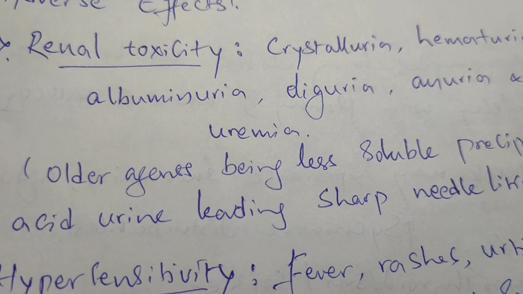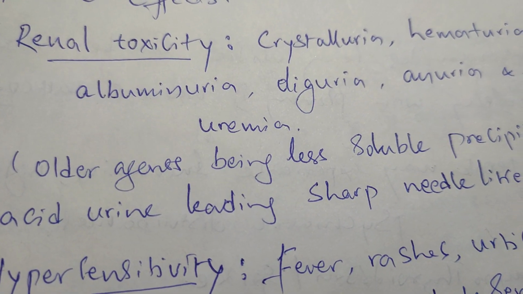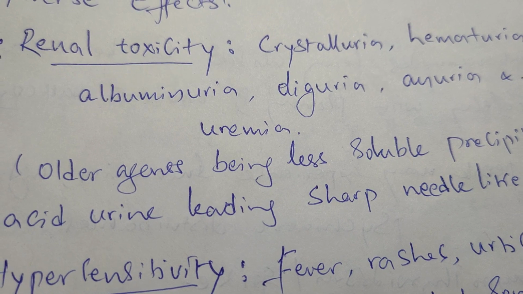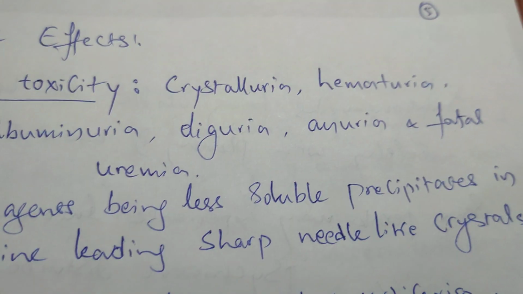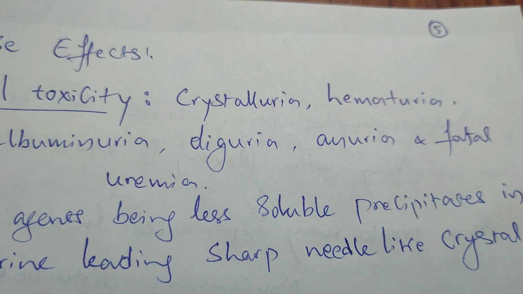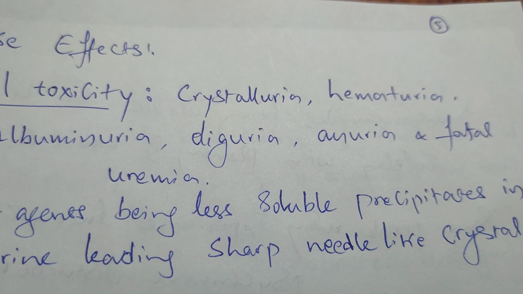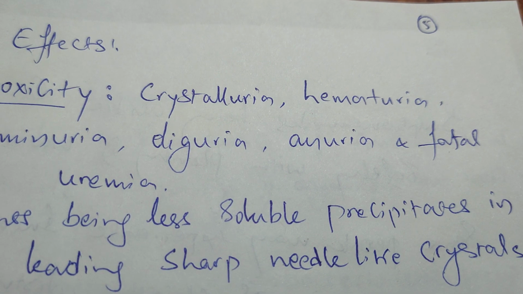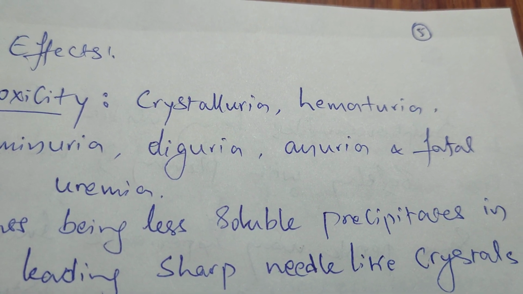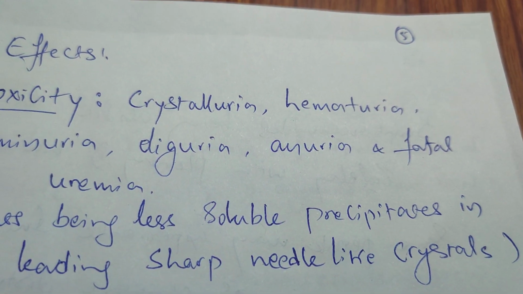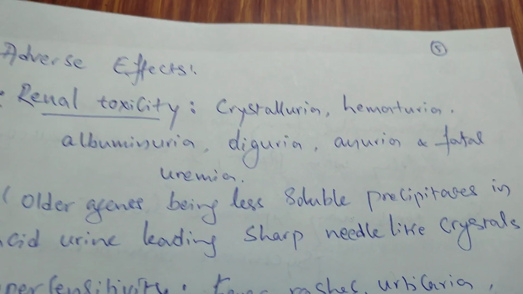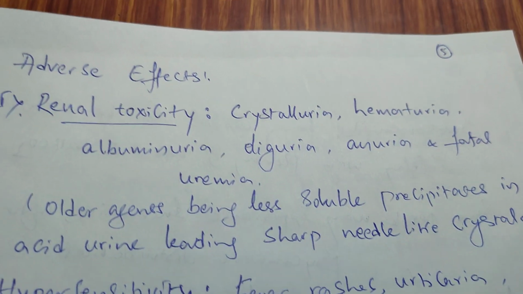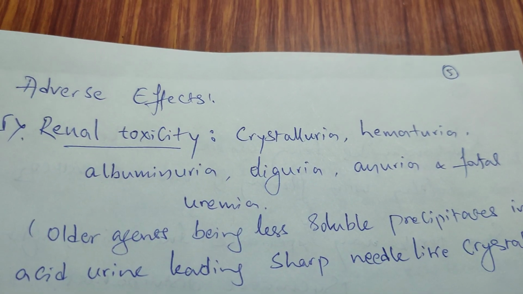Next, it may damage the structure of nephrons or Bowman's capsule, leading to albuminuria. Then a condition called oliguria may also precipitate, where the person passes less urine in a day. Then next is anuria. Urine production may stop completely, and fatal uremia. Okay, so these are the side effects of sulfonamides on the renal system.